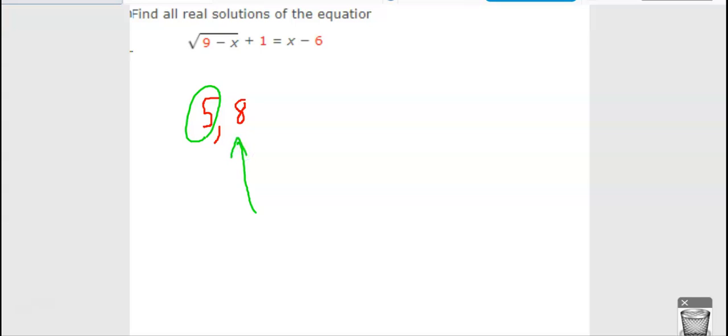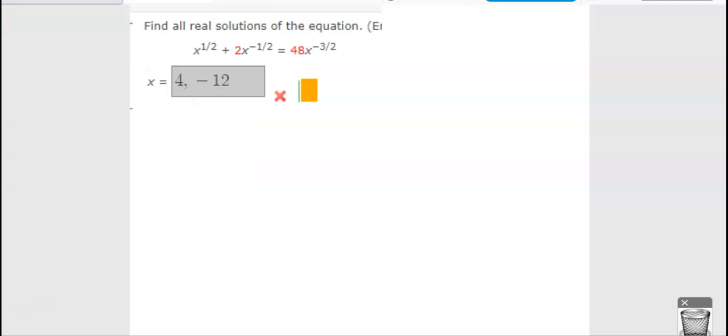So make sure you always double check. Plug them back in. If on a test, that's the last step you should do, go back and actually check it. But specifically with square roots, check it because you got to make sure that it actually does work.